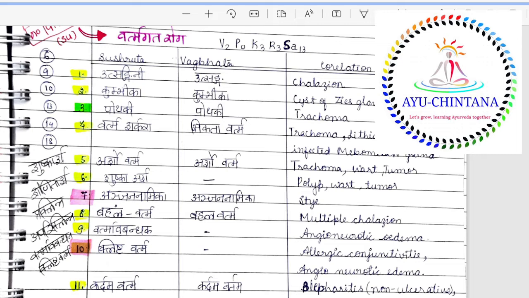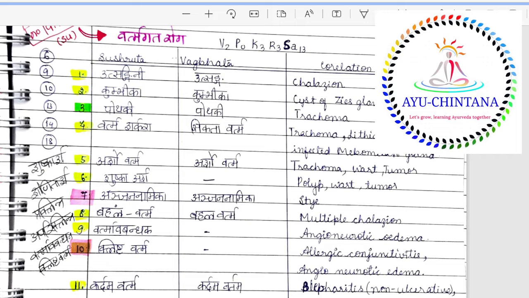Vataja are 2 in number, Kaphaja 3 in number, Raktaja also 3 in number, and Sannipataja maximum 13 Vyadhis under Vartma Gata come under Sannipataja. Got it? Vataja 2, Pittaja 0, Kaphaja 3, Raktaja 3, Sannipataja 13. And coming to the Sadhya, Yapya and Asadhya in the Vartma gataroga, there are totally 17 Sadhya Vyadhi in Vartmagata. Only one is Yapya and Asadhya are 3. 17 Sadhya, 1 Yapya, 3 Asadhya.